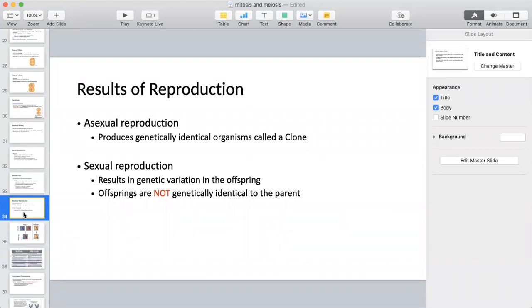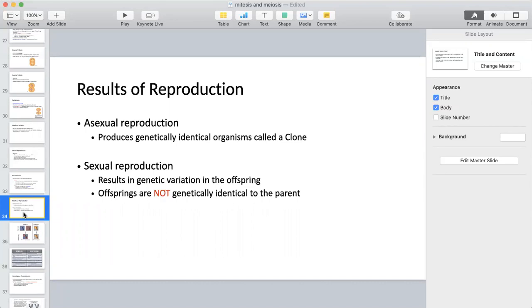Sexual reproduction, completely different. The result of sexual reproduction is going to be genetic variation in the offspring. So if you think about your family, right, you might have 2 or 3 siblings. You all are going to have variations in your DNA, right? That's because you get various combinations of genes or chromosomes from mom and from dad. And there's a process known as crossing over that we'll look at in just a minute, where these chromosomes are sort of randomly distributed into these new cells that are being created through meiosis.